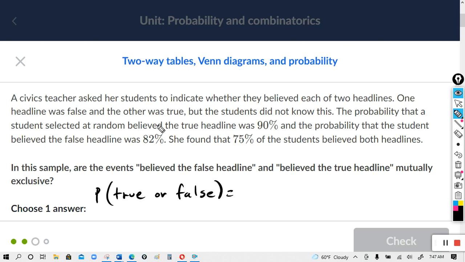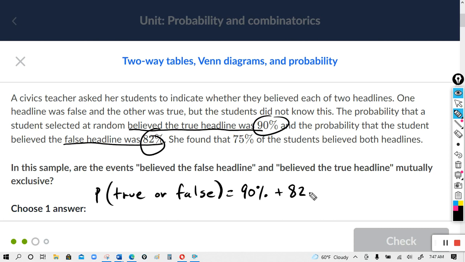Okay, so how many believe the true? 90%. And how many believe the false? 82%. But we have to subtract the overlap. 75% believe both, so subtract the 75%. Okay, so 82 minus 75 is going to be 7, plus 90, that's going to be a 97%.